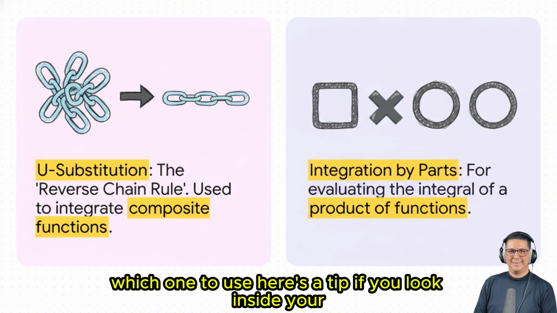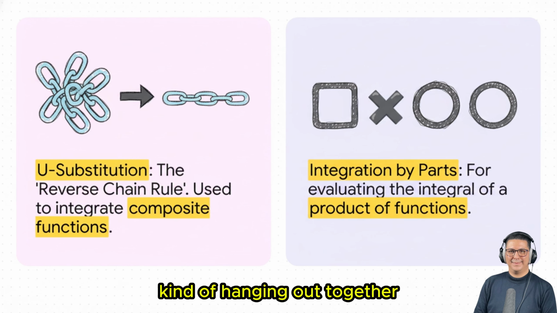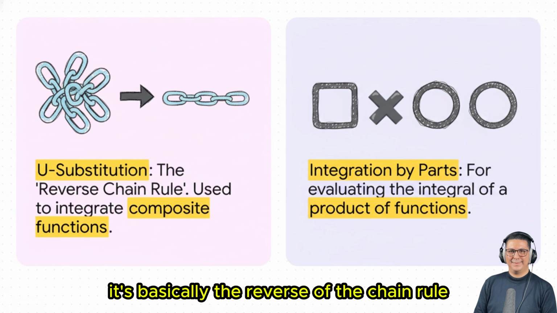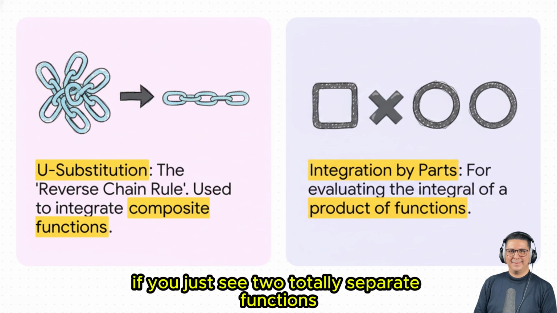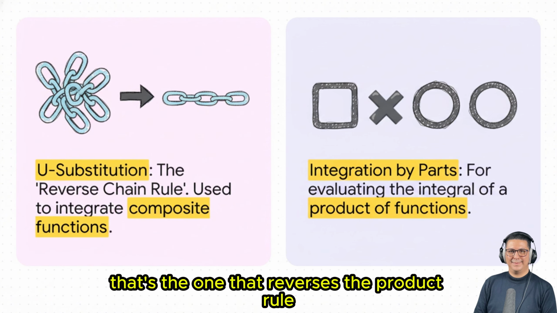Here's a tip. If you look inside your integral and you see a function and its derivative kind of hanging out together, that is a massive clue to use U-Substitution. It's basically the reverse of the chain rule. On the other hand, if you just see two totally separate functions being multiplied, that's your signal to try integration by parts. That's the one that reverses the product rule.